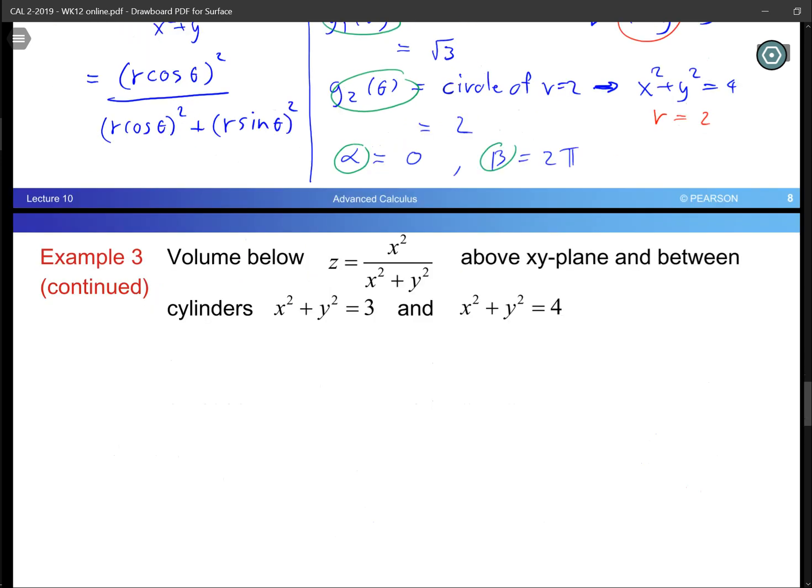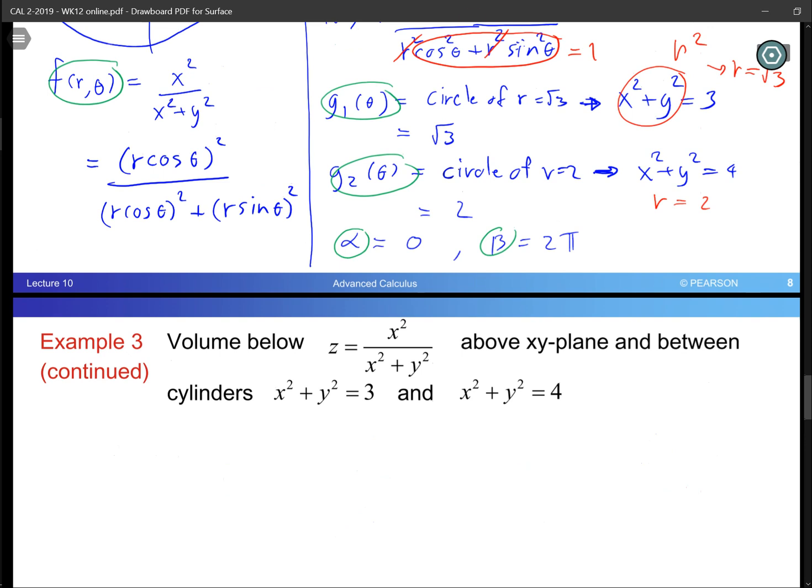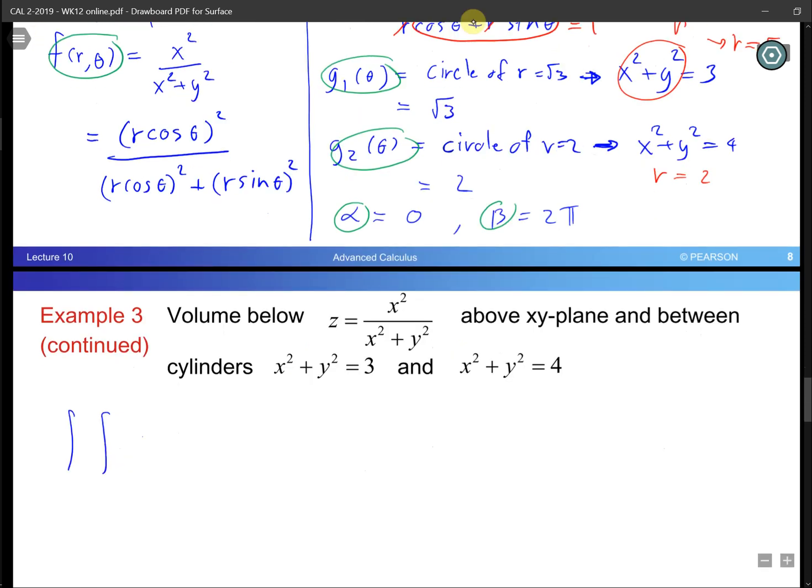Now let's do the integration here. So here we are supposed to perform double integration of the function surface we found out to be cosine theta square. Cosine theta square, r dr d theta. And inner function, that is square root of 3. Outer function, that is 2. Alpha, starting of the angle sweeping, 0, ends at 2 pi.